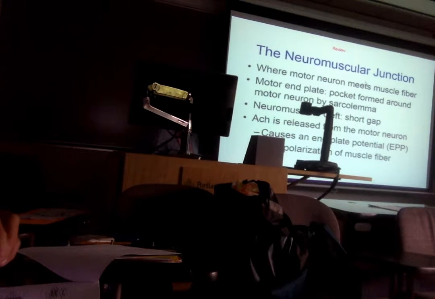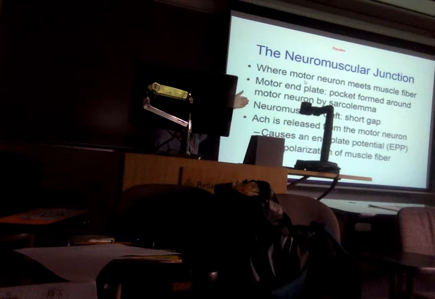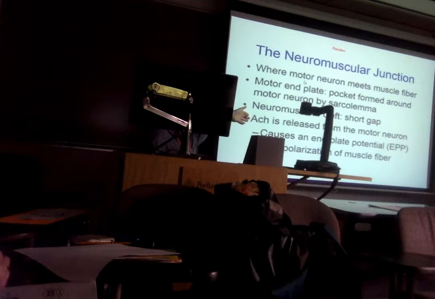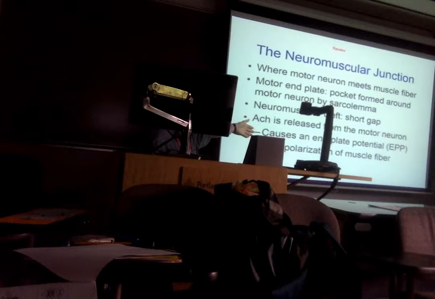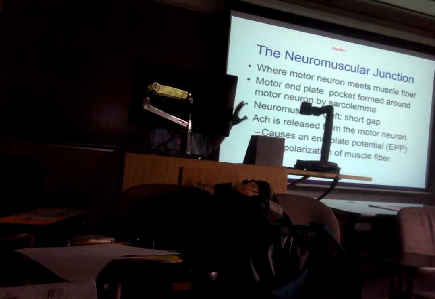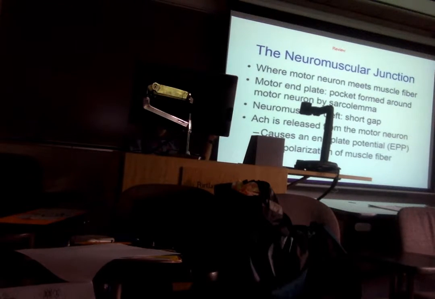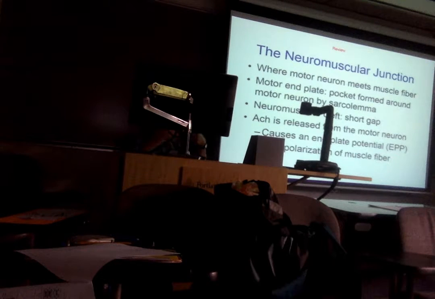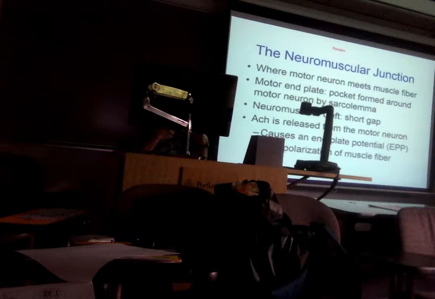Neuromuscular junction, where the neuron meets the muscle fiber. There's a motor end plate, a cleft, with a short gap, acetylcholine is released, and it causes an end plate potential. Just to emphasize, when we talked about nerves, we said presynaptic, postsynaptic. The postsynaptic may or may not be depolarized, depending on the input. There are IPSPs and EPSPs that say whether the postsynaptic depolarizes, right?